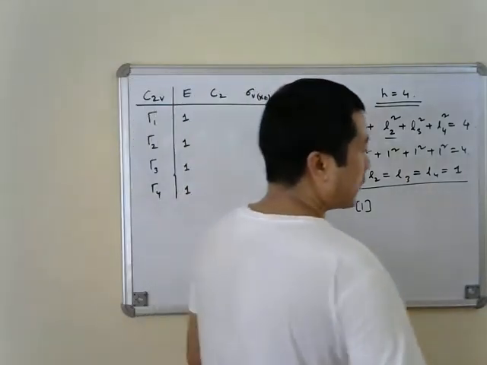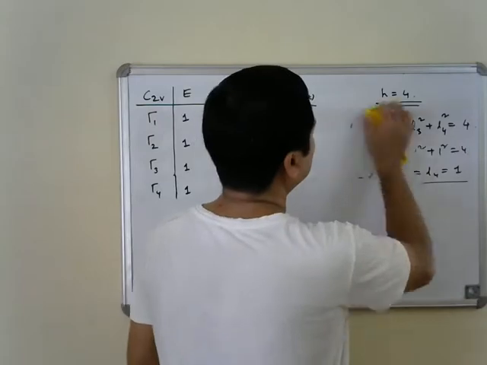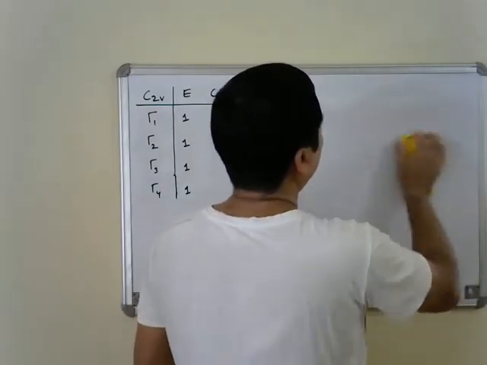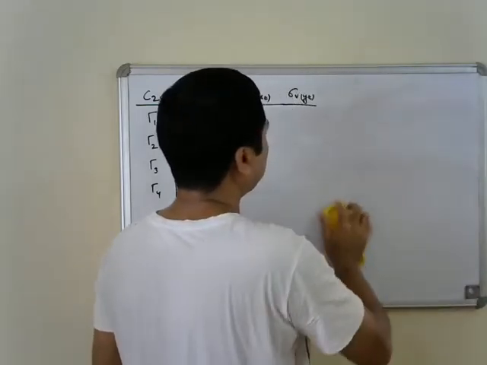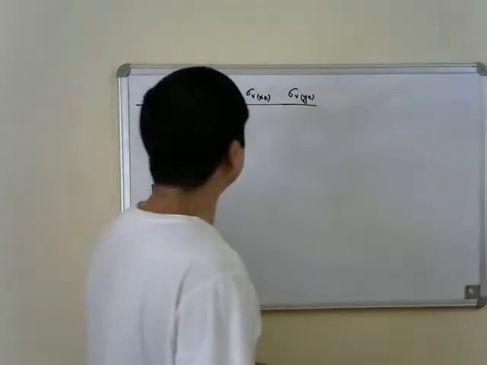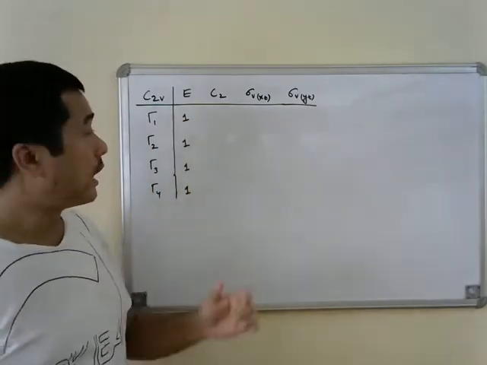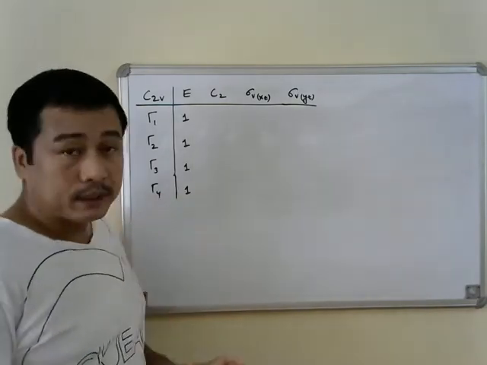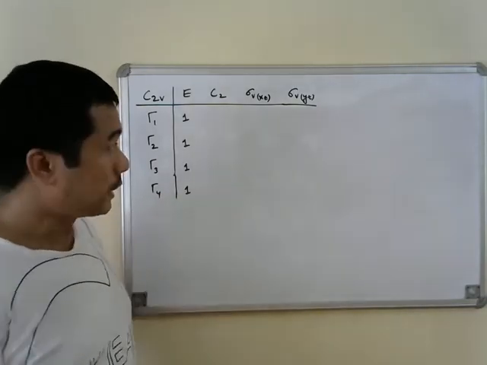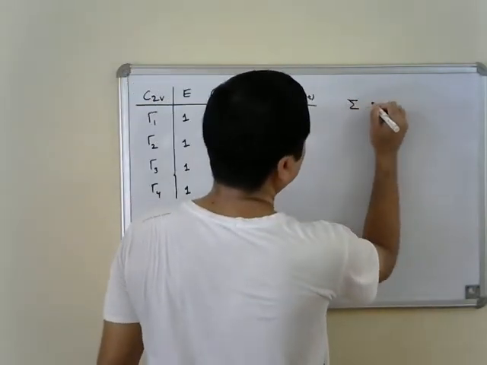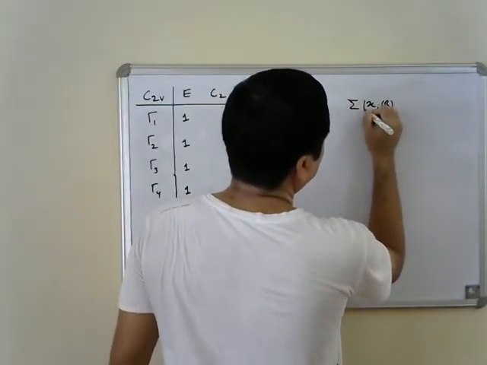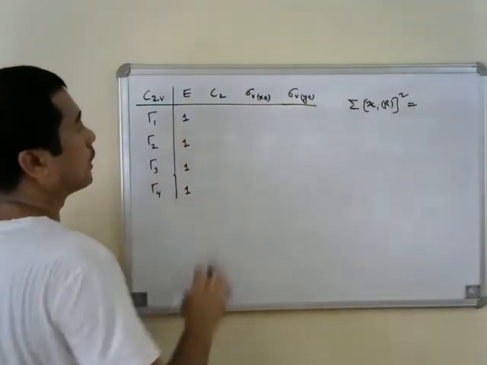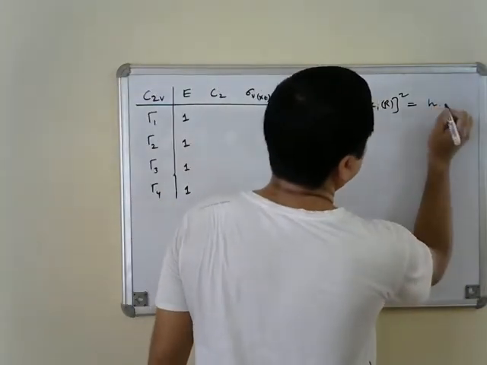So we know the character of the identity operation for all the irreducible representations, and we need to find out now the character of the matrix representation for the other symmetry operations in all of these irreducible representations. And in this, the second law will help us. The second law tells that if we take chi i of R whole square and sum it up over all the symmetry operations for a given irreducible representation, then we get the answer equal to h.